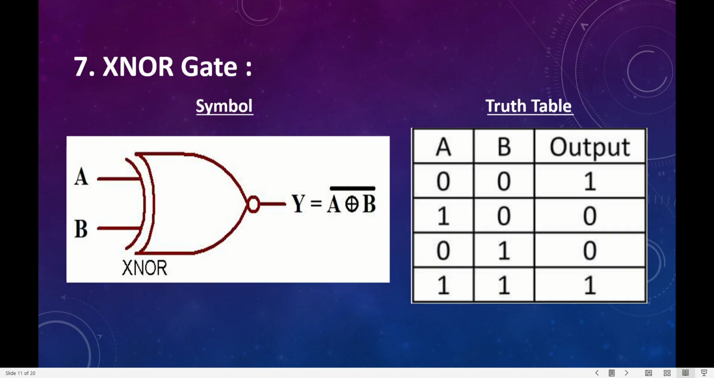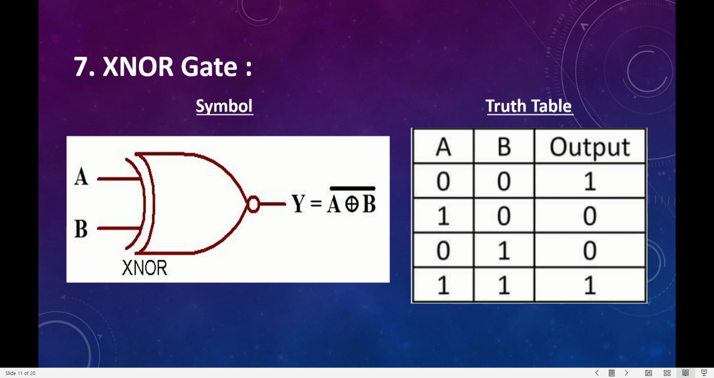And then the exclusive NOR gate, or the XNOR gate. This is the symbol of the XNOR gate, and the truth table of the exclusive NOR gate has two inputs and one output. When the two inputs are both 0, the output is 1, and when the two inputs are both 1, the output is 1. In two cases the output is showing 1.